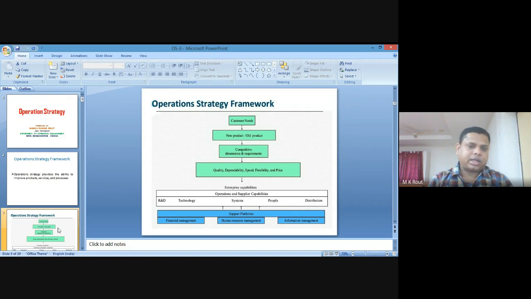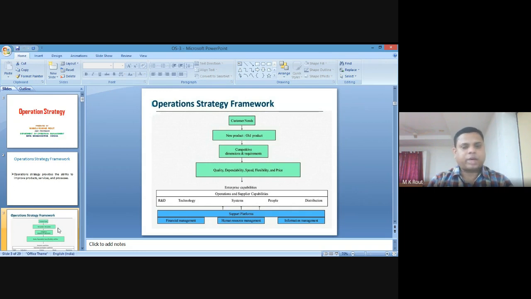In that case, the enterprise has different operation and supplier capacities. Operation and supplier capacity directly include your organization capability or system capability. In system capability, basically the organization has its research and development unit. The next part is technology. The next is system. Next is people, and the last one is the distribution strategy.